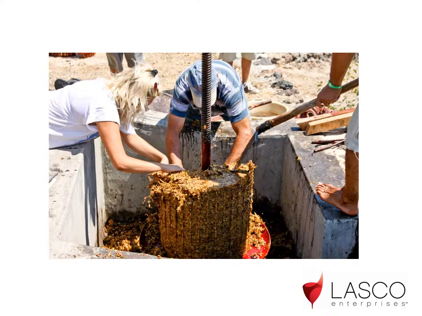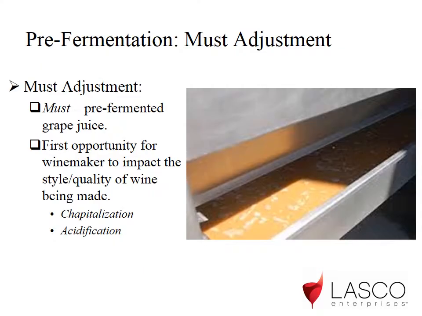Once all the desired juice has been extracted, a cake of skins and seeds remains. This is called pomace. It is often plowed back into the vineyards as fertilizer, or sometimes it is distilled to make spirits like marc or grappa. So far we've taken the grapes from the vineyard and made grape juice. This pre-fermented juice is referred to as the must.